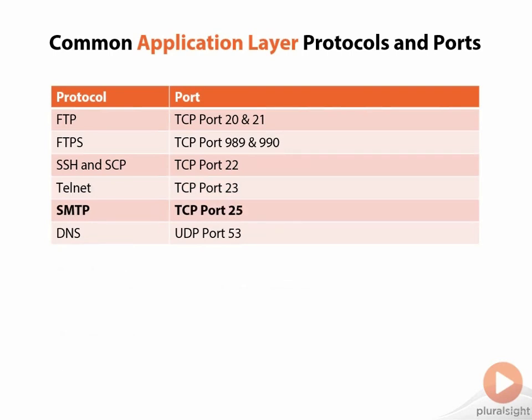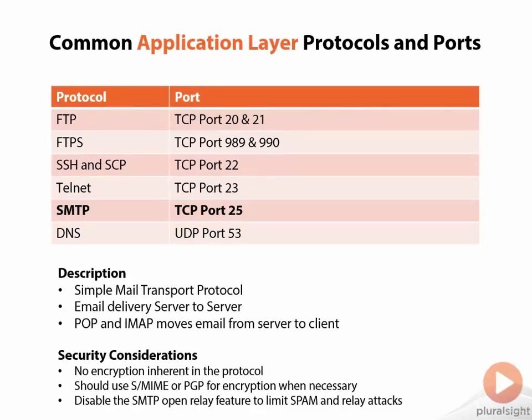Next is SMTP, or Simple Mail Transport Protocol, and SMTP operates over TCP port 25. It is basically a delivery mechanism, server to server, for our email. It is the communication protocol that servers use to transfer email from server to server. Then at the client level, when you or I fire up our PC or laptop and connect to our mail server, we use either POP, which is port 110, or IMAP, which is port 143. Now again, some security considerations: with SMTP, there is no encryption inherent in the protocol itself.